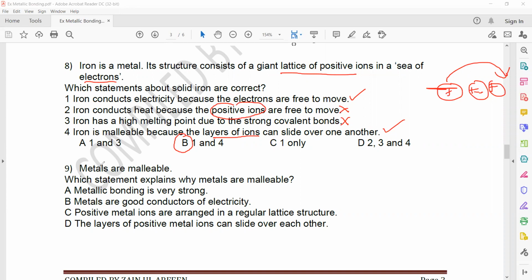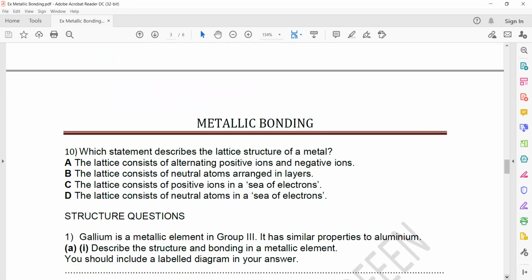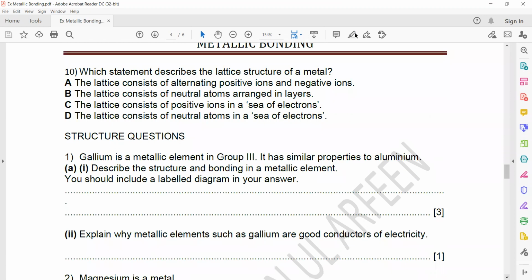And this question 9 is repeated. Why are metals malleable? Actually, this fourth statement about iron is the answer. Metals are malleable because the layers of iron can slide over each other. So layers of positive ions can slide over each other. That's why D is the right answer for 9. In question 10, which statement describes the lattice structure of a metal? Metal consists of positive ions in a sea of electrons. That's why option C is the right answer.